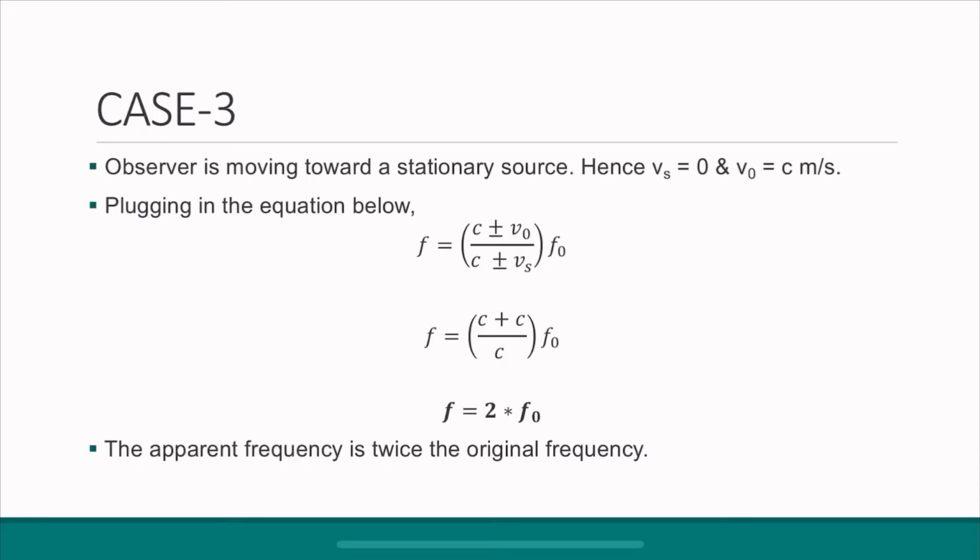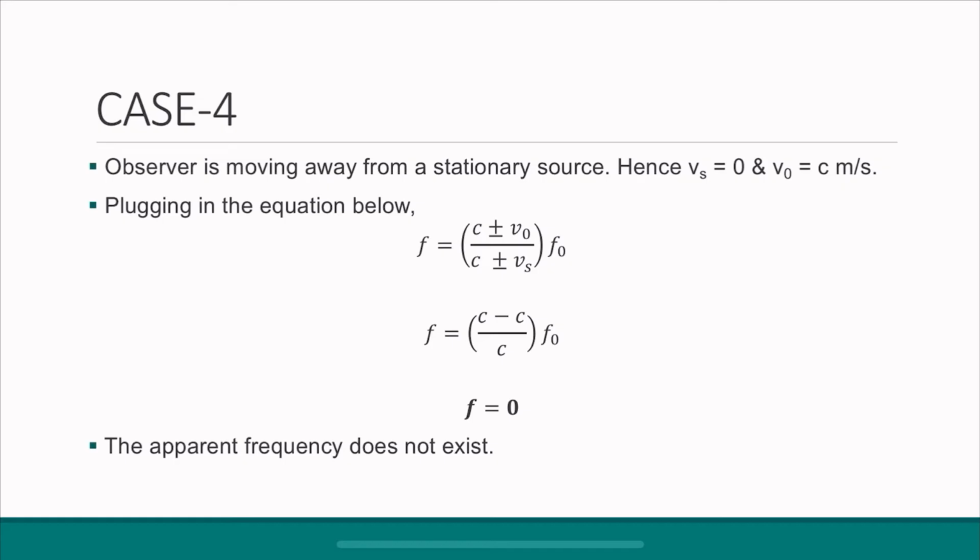So this is case 3. The observer on a plane is moving toward a stationary source. So the source is stationary, which means its velocity is 0, whereas the observer is moving at the speed of sound, so its velocity is c. So if you plug all those values in the equation, you get the apparent frequency is twice the original frequency. So the observer is going to hear twice of what the actual frequency is.